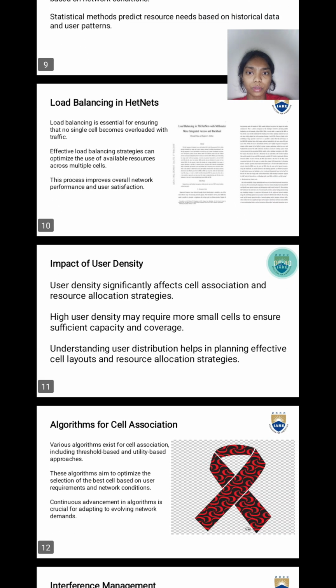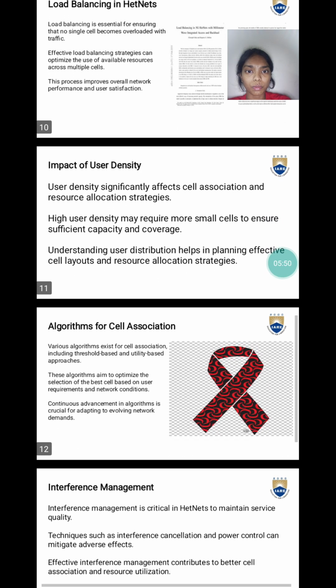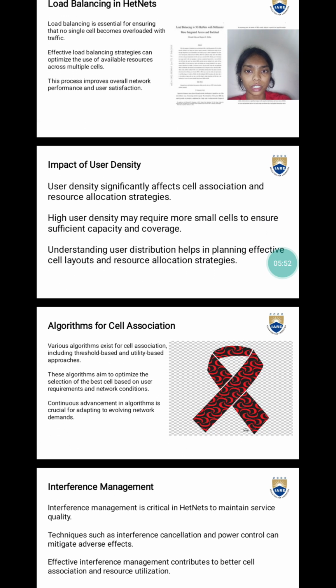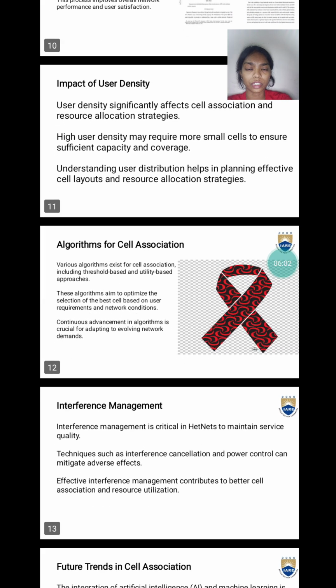Now the impact of user density. User density significantly affects cell association and resource allocation strategies. High user density may require more small cells to ensure sufficient capacity and coverage. Understanding user distribution helps in planning effective cell layout and resource allocation strategies.